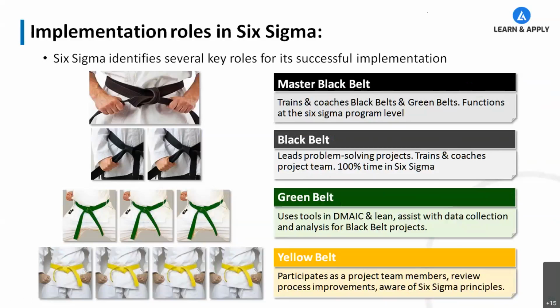Then the third level is black belt. This is a person who leads problem solving projects, and who trains and coaches the project team. The black belt is a person who devotes 100% of his time to Six Sigma. So he is coaching and mentoring all the people under him.